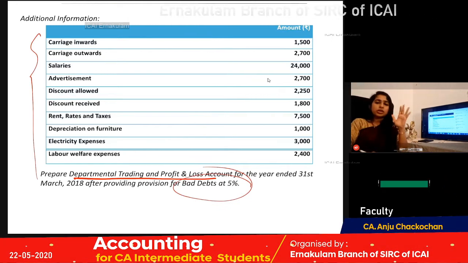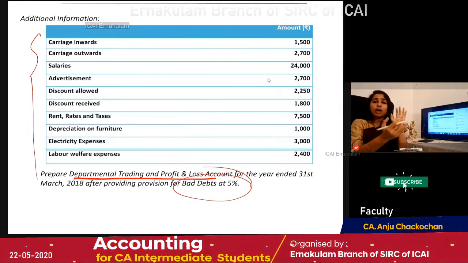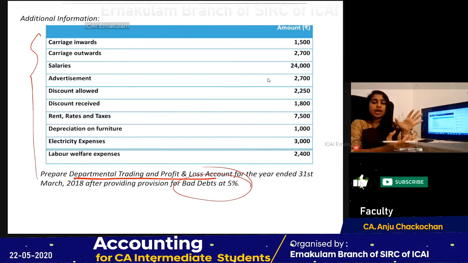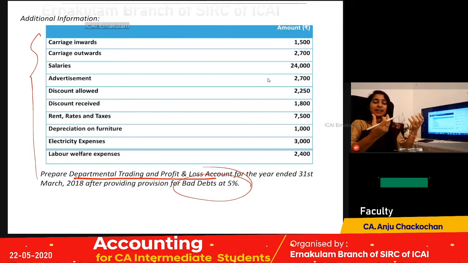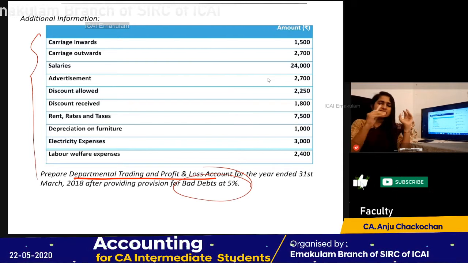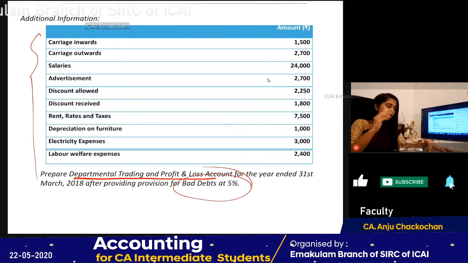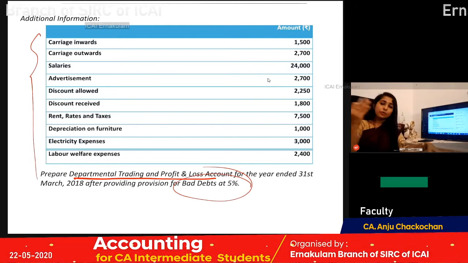So listen students, it is just this. We have some common expenses in the picture, and for those common expenses we need to compute some reasonable ratio in which we can allocate these expenses. We have worked out a similar pattern question. How do we allocate carriage inwards, carriage outwards, salaries, advertisement?